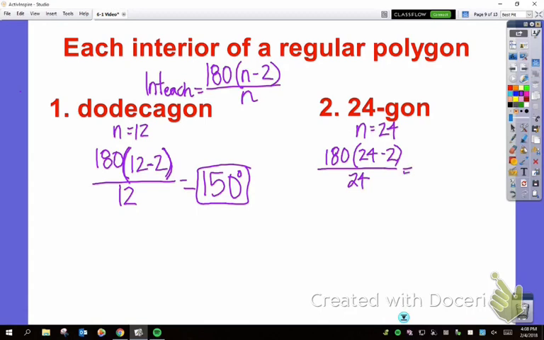Okay, so our second one, our n equals 24, and we have 180 times (24 minus 2) divided by 24. Again, you're just putting that in the calculator. Make sure that you're being careful. And here you should get 165 degrees.